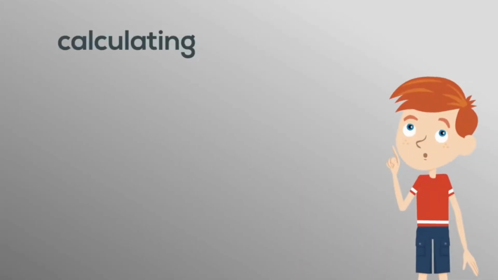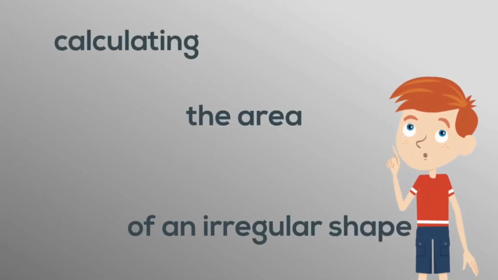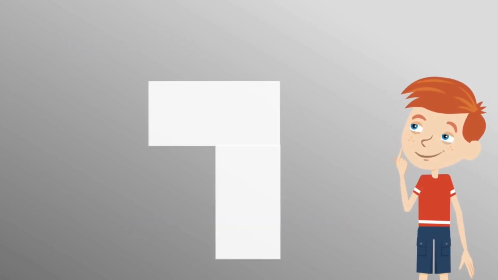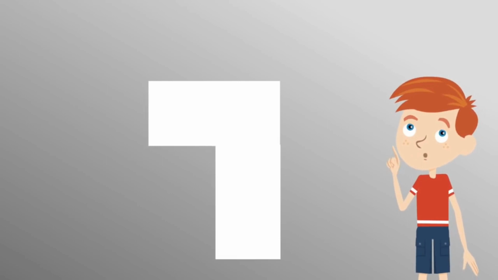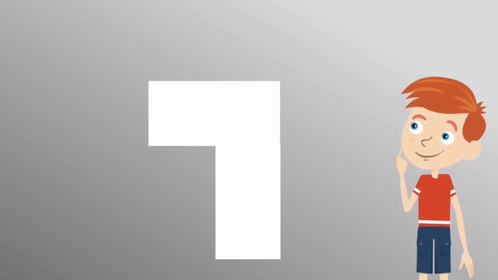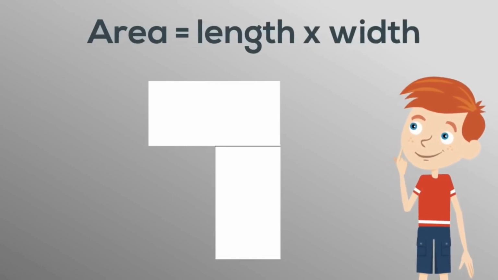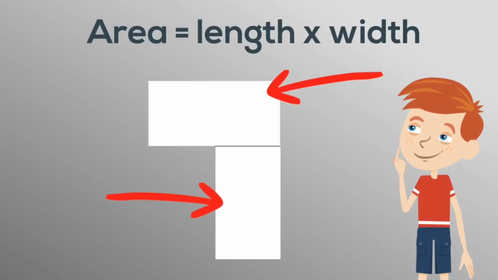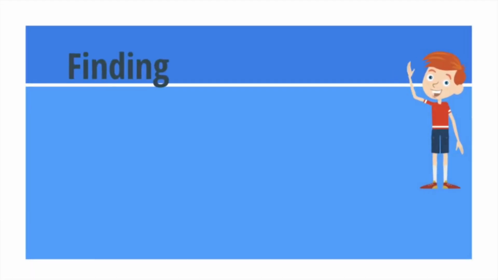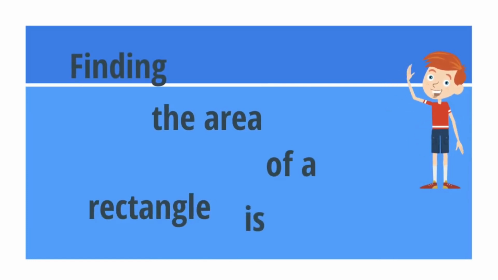Now we'll have a go at calculating the area of an irregular shape. Here is the floor plan of a house. Can you see how we can divide this irregular shape into 2 rectangles? There are a couple of ways we could do it. One is like this, and another is like this. Then, we'd just have to use our rule area equals length times width to work out the area of both rectangles. Finding the area of a rectangle is easy.